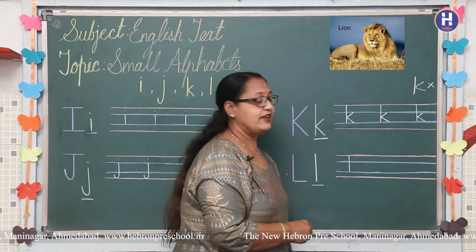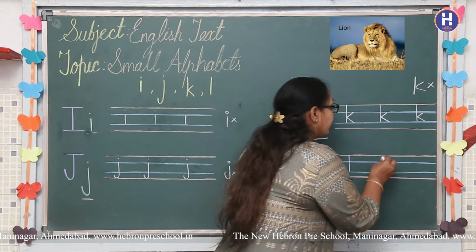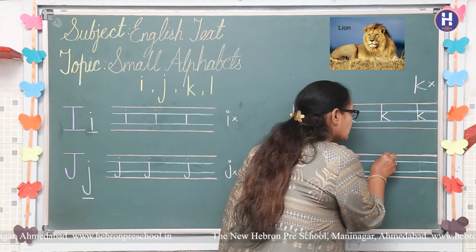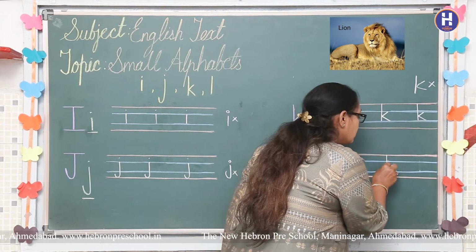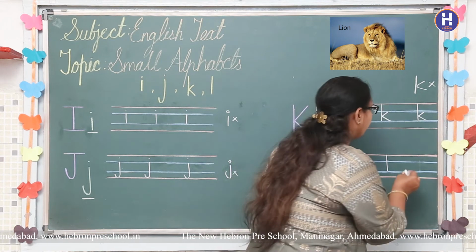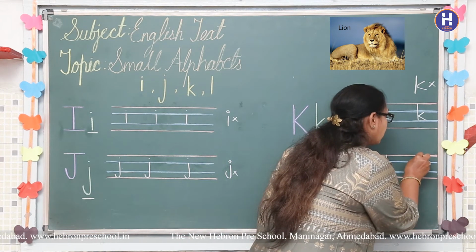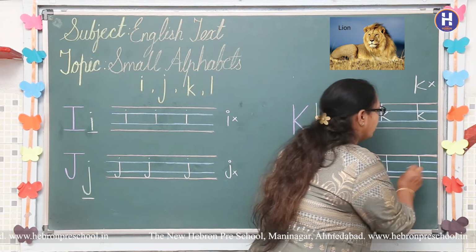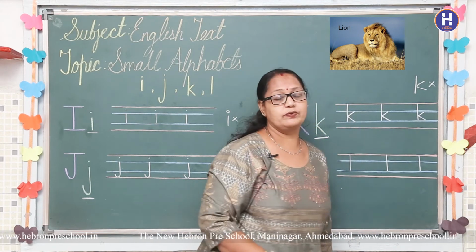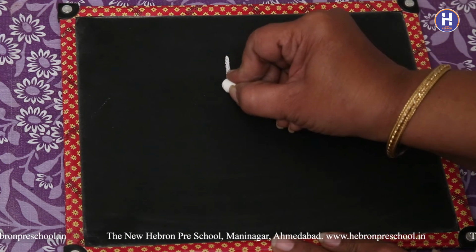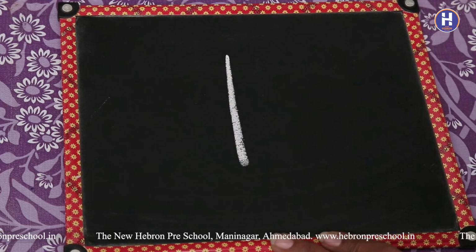Easy, right? Yes. Again, start from the red line, make a standing line till the second blue line. It is a small L. Now we will write small L on the slate. You have to just make one standing line. It is a small L.